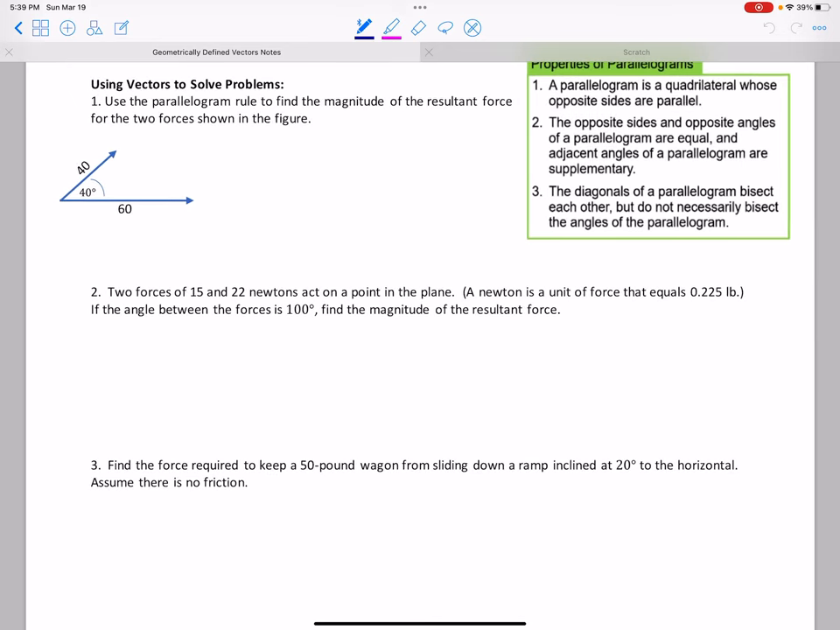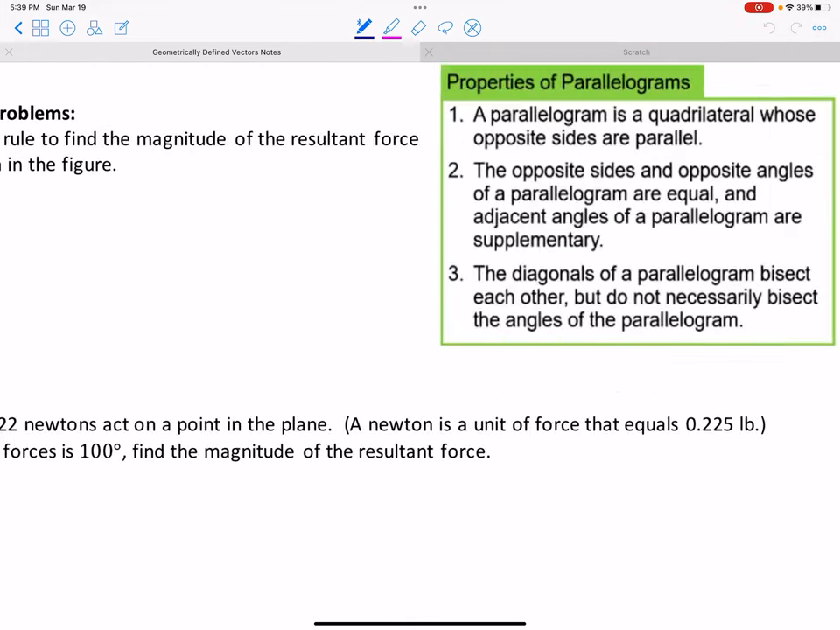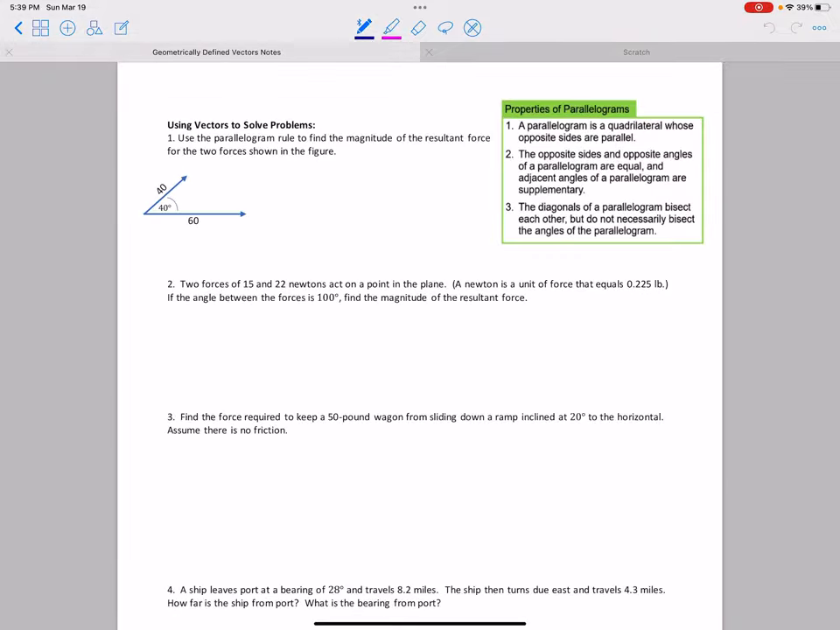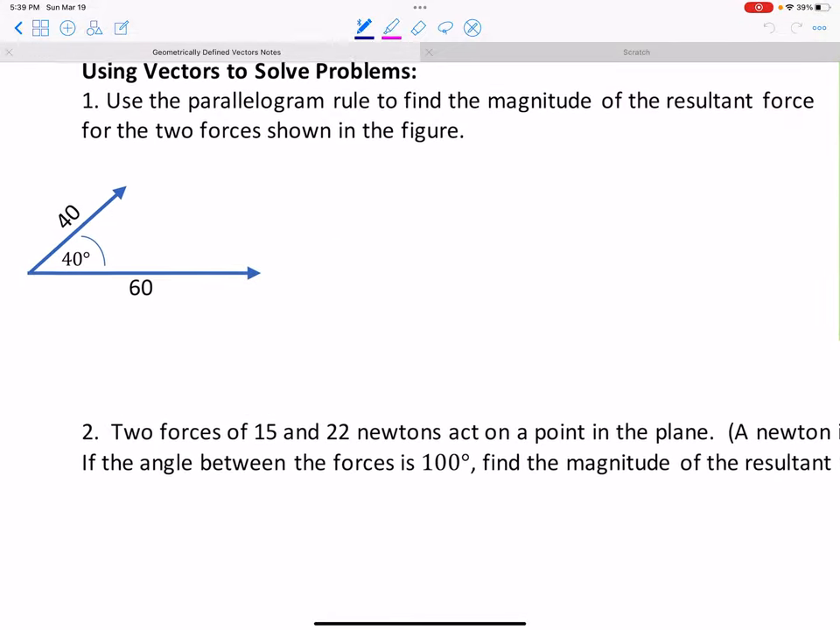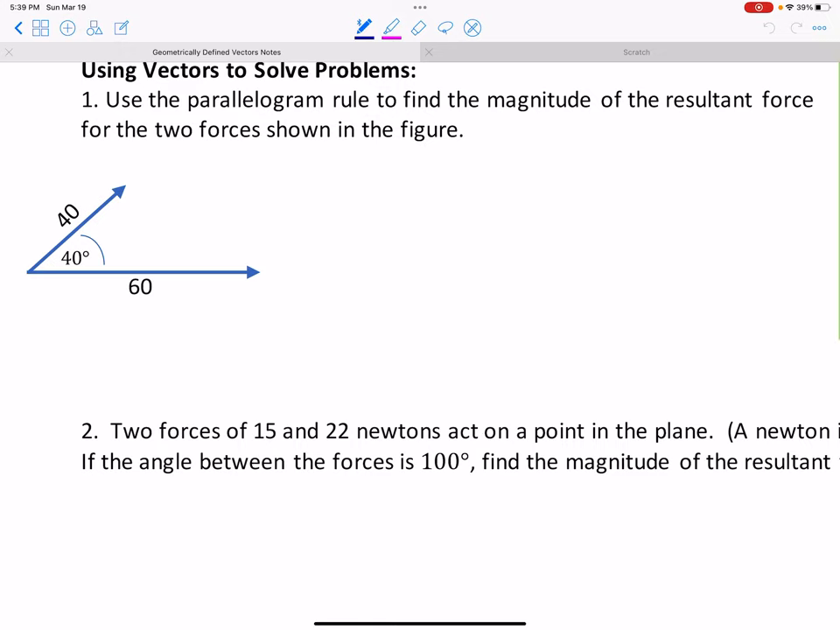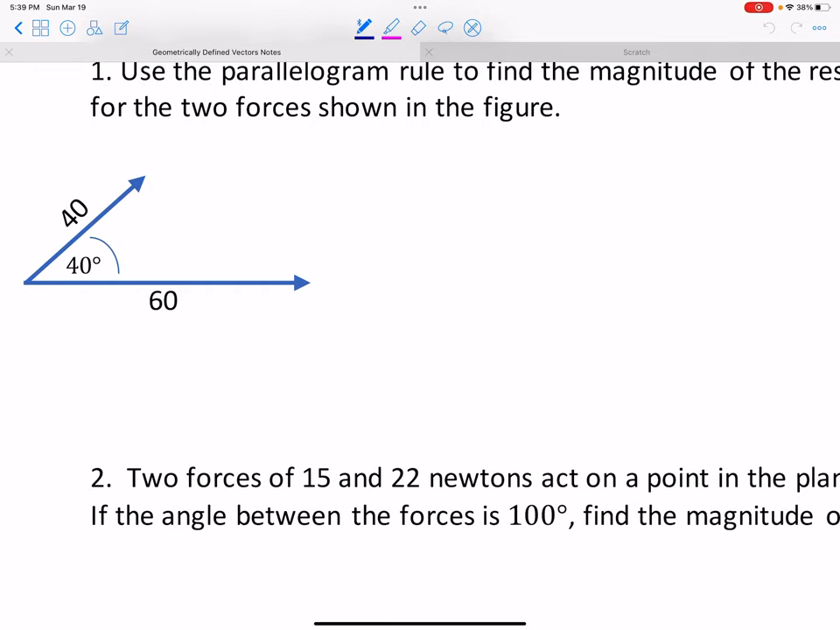So for instance, and I put some properties of parallelograms here, which I may reference, just not quite yet. So if I said to use the parallelogram rule to find the magnitude of the resultant force for the two forces shown in the figure. First, I forgot to put some units. This would be like, let's say 40 pounds of force here and maybe like 60 pounds of force here, and then a 40-degree angle in between those two forces.